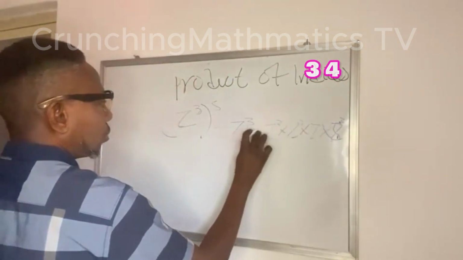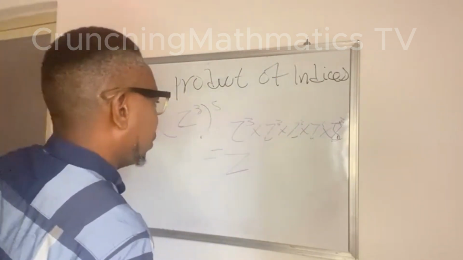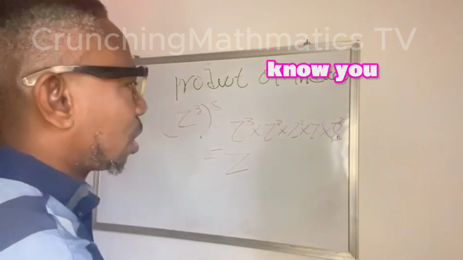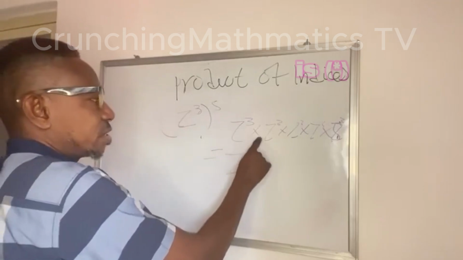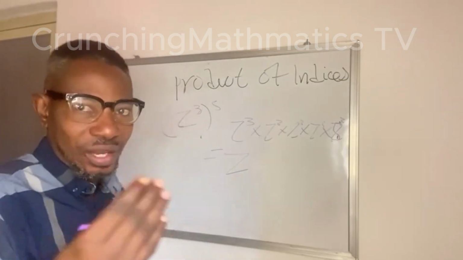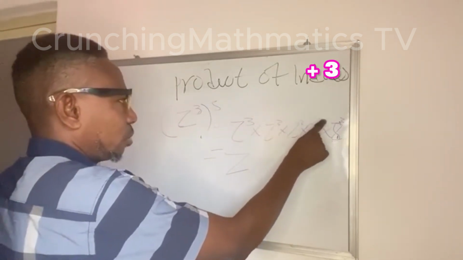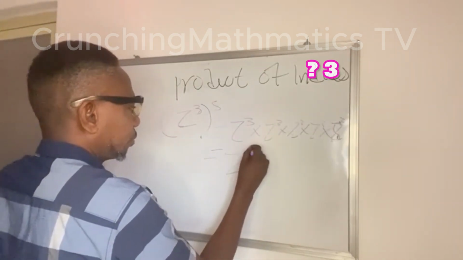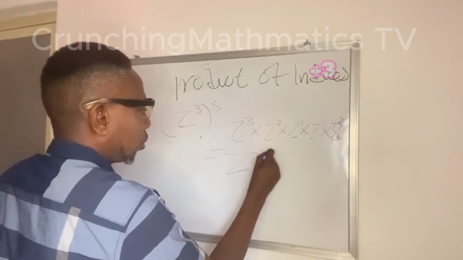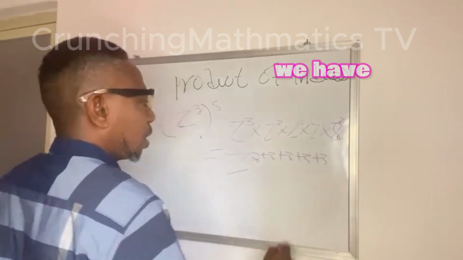1, 2, 3, 4, 5. Now we'll take a whole value of z because that is the main value. Then we know we are dealing with exponential, and the times changes to plus when it comes to indices. So 3 plus 3 plus 3 plus 3 plus 3. We have 5 values here.